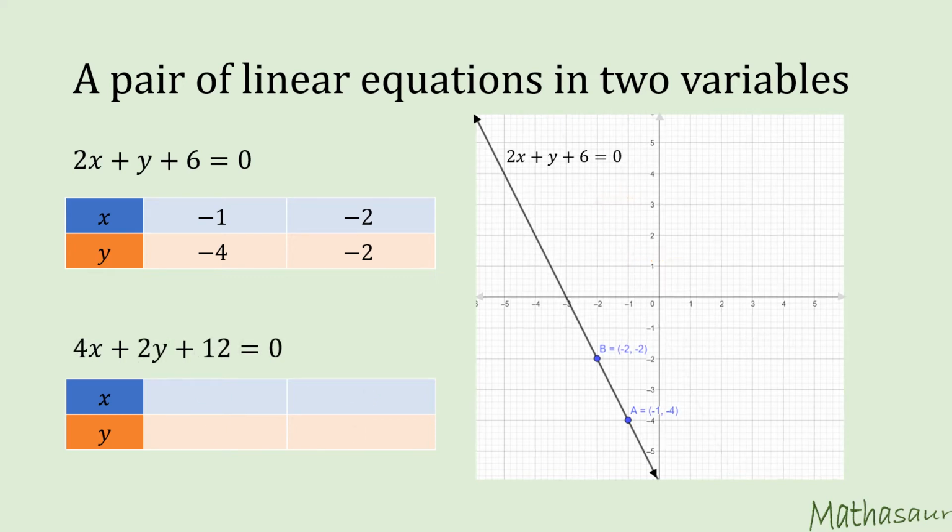Let us look at another equation. Let us take 4x plus 2y plus 12 equals 0 and repeat the process of taking values for x and finding corresponding values for y. And plotting these points. Oh, interesting. This time, the two lines coincide.